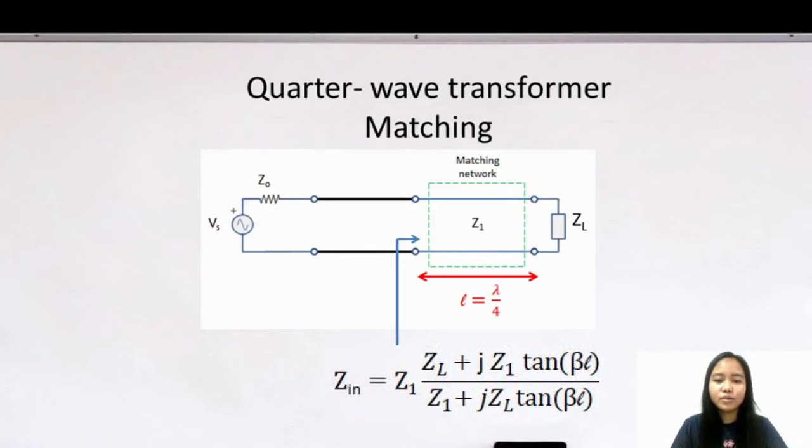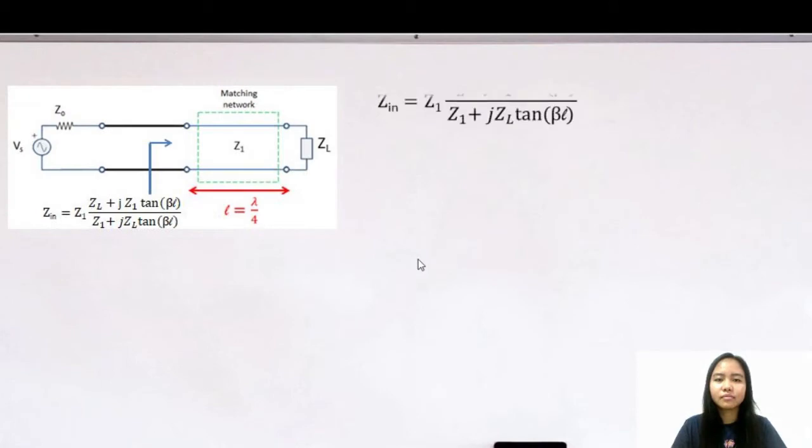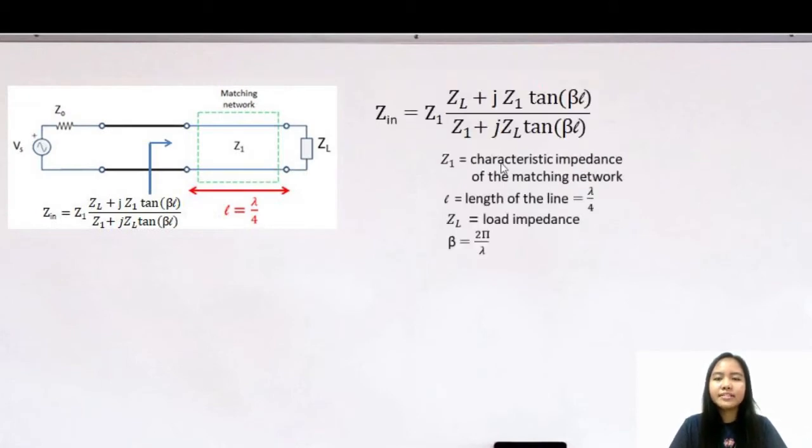Zin is equal to Z1 multiplied by ZL plus jZ1 tan beta L, all over Z1 plus jZL tan beta L, where Z1 is the characteristic impedance of the matching network, and L is the length of the line, which is lambda over 4, and ZL is the load impedance, and beta is equal to 2 pi over lambda.